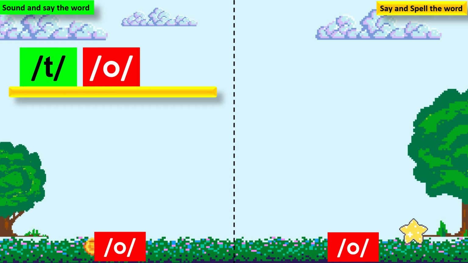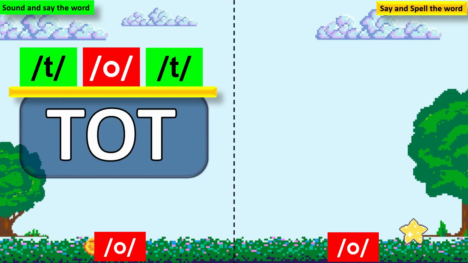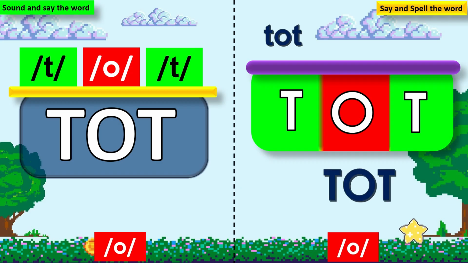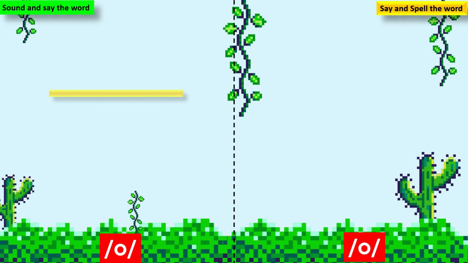T, aw, t, tot. Spell the word. Tot. T-O-T. Tot. Great job! Sound the letters and say the word.